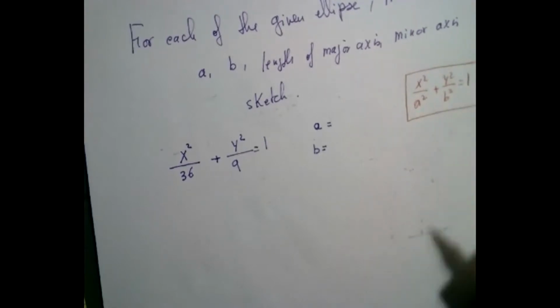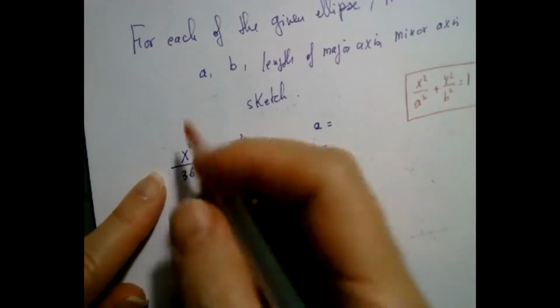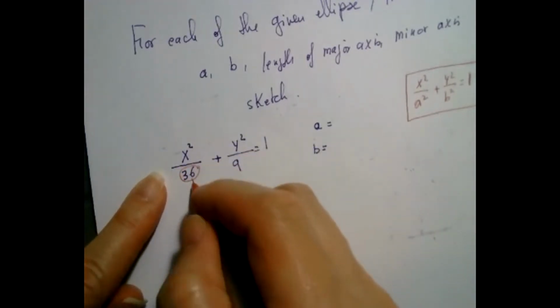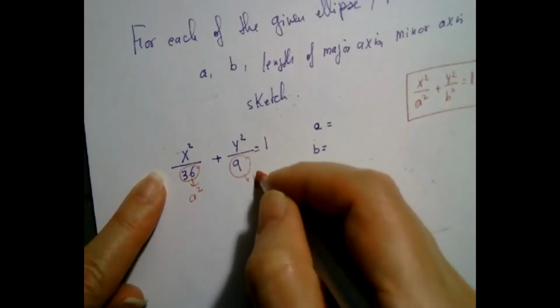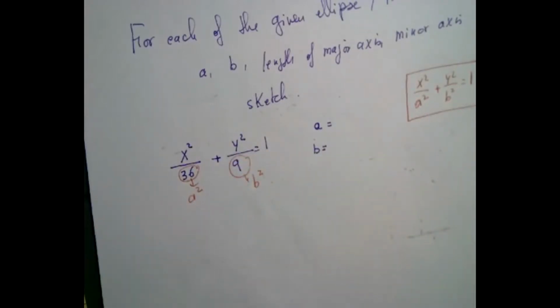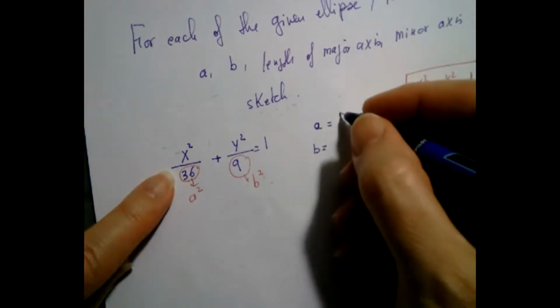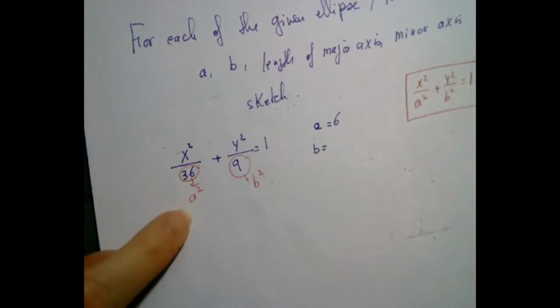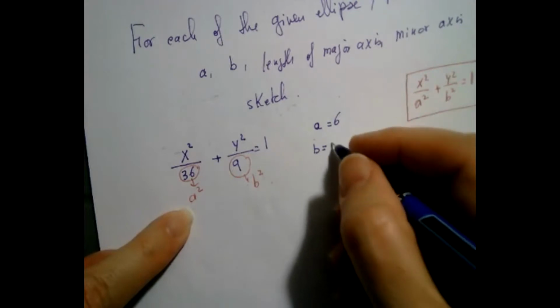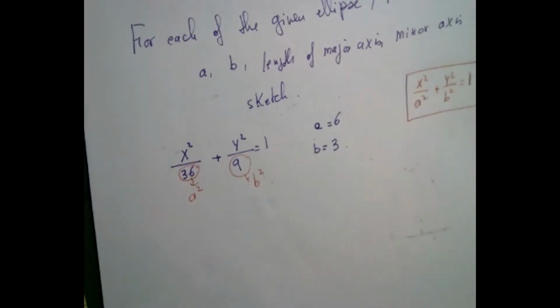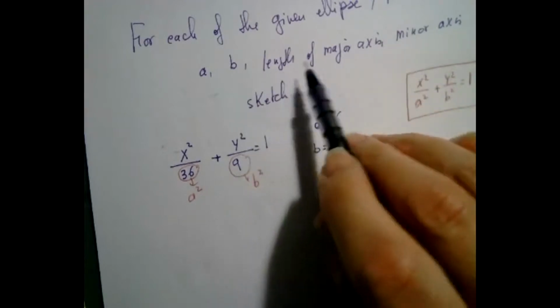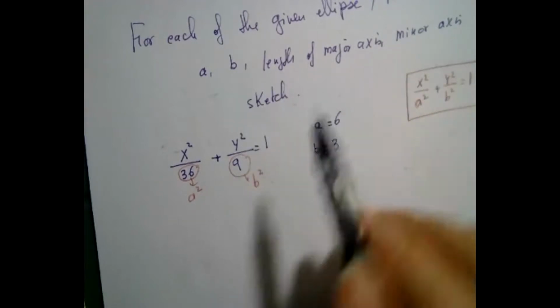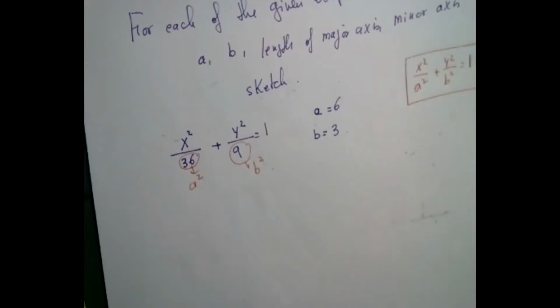So what's playing the role of A? Usually what comes under x squared is the A squared, and this is my B squared. So my A is going to be 6, and my B is going to be equal to 3. Now the set finds A and B, the length of the major axis, minor axis, and sketch. So what's going to be the major axis and the minor axis in this case?